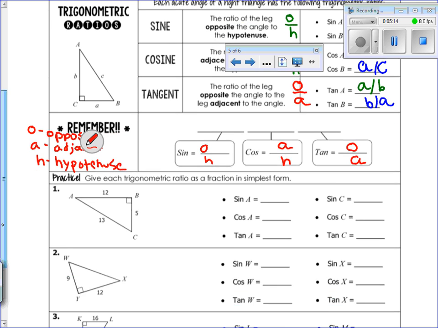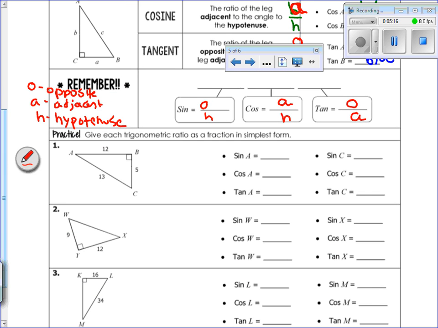Okay? Now, for the sine of A, that means I'm going to have O over H. So first of all, just looking at A, the opposite side is 5. My hypotenuse is 13. This is my adjacent. So O over H for the sine of A is 5 over 13.